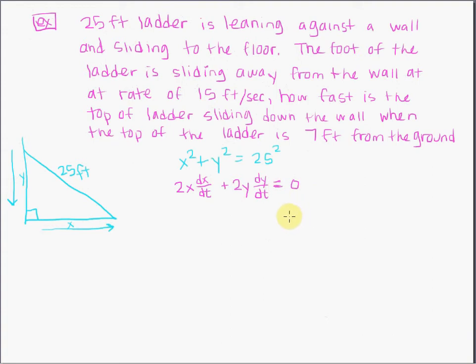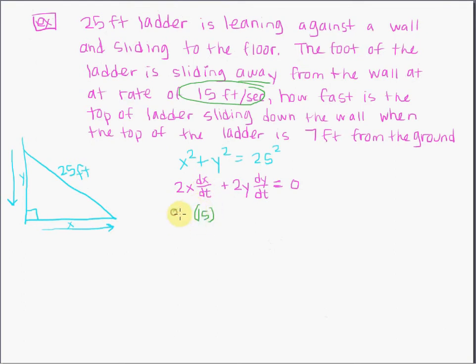Now we just plug in the things that we know and we're able to solve. Once you take the derivative, you plug in the variables that you know. We know that the rate that it's sliding away from the wall is 15 feet per second. On here, that rate is x, or dx/dt, I should say, is 15 feet per second. So this rate here is 15.